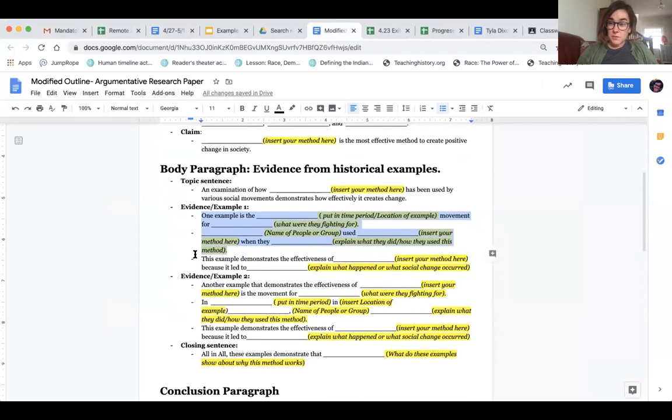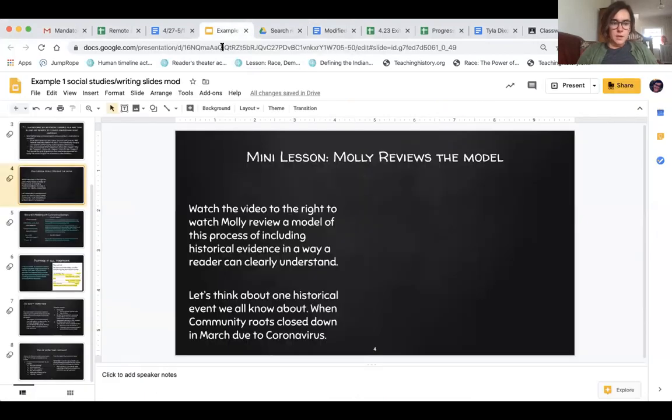The body paragraph is sort of the meat of the essay. So what you're going to fill out is just under this example one, you're going to fill out these first two bullet points. Okay? So that's our goal for today. And thinking about how you do that, we're going to go through an example.